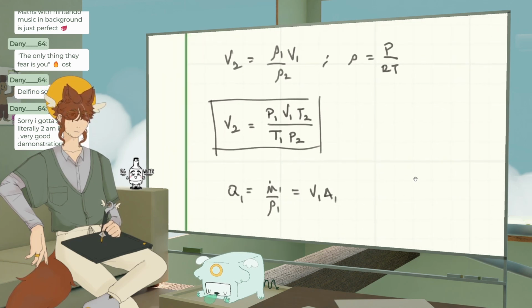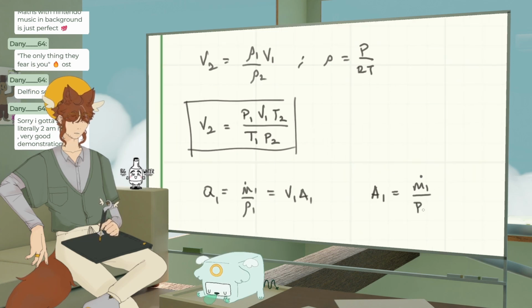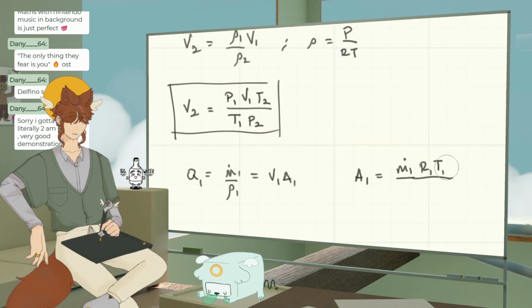What do we want to find though? We want to find A1. So A1 equals, it's really quite simple, m dot 1 over the density. And the density is going to be P1 over R1 T1, where R1 is specific, for air. It's on the order of 100 or something like that. So A1 equals m dot 1 R1 T1 over P1 V1?